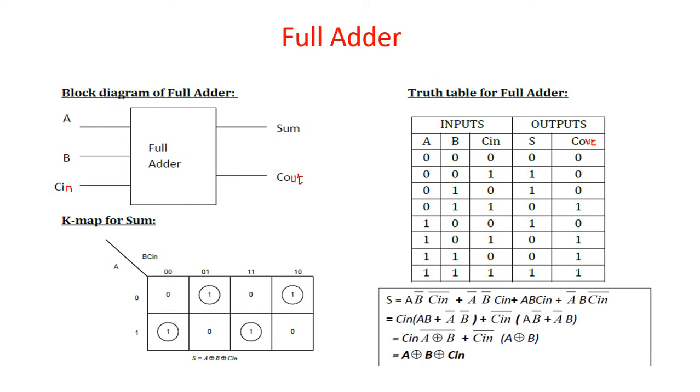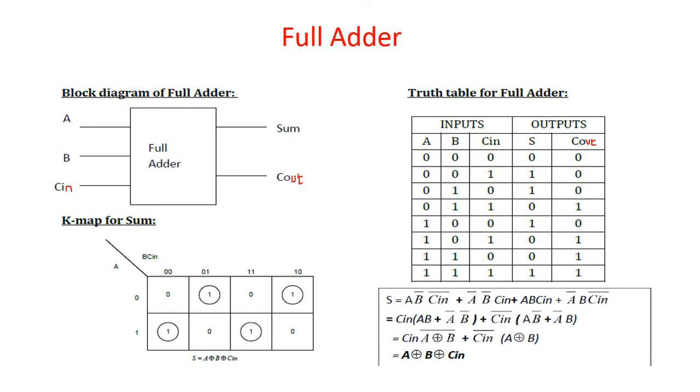It is like addition: 0 plus 0 plus 0, sum is 0 and carry is 0. 0 plus 0 is 0, again adding with 1, so sum is 1 and carry is 0. So 0 plus 1 is 1, 1 plus 0, sum is 1, carry is 0. 0 plus 1 is 1, 1 plus 1, sum is 0 and carry out will be 1. For 1, 0, 0: 1 plus 0, again added with 0, sum is 1, carry is 0.